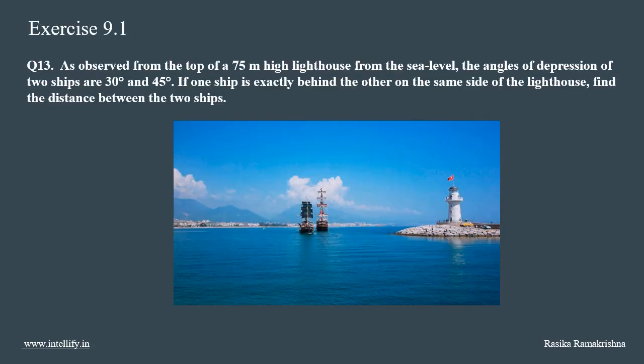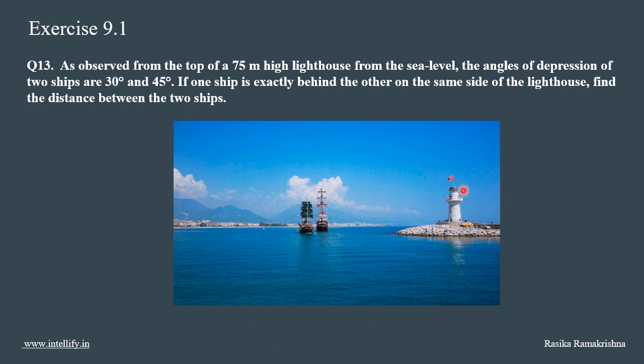Exercise 9.1 question number 13. As observed from the top of a 75 meters high lighthouse from the sea level, the angles of depression of two ships are 30 degrees and 45 degrees. If one ship is exactly behind the other on the same side of the lighthouse, find the distance between the two ships.